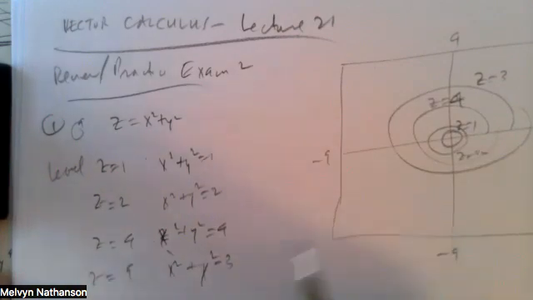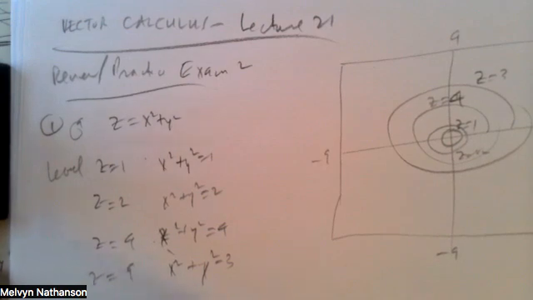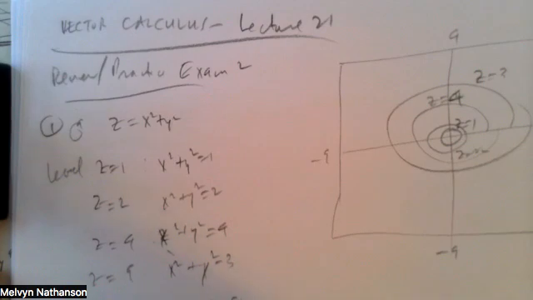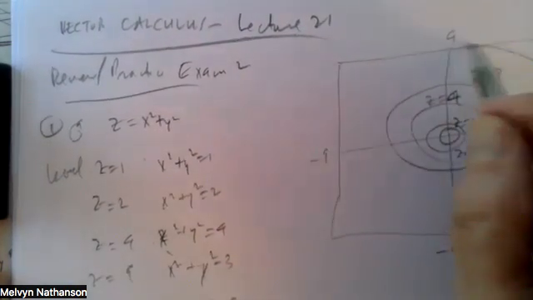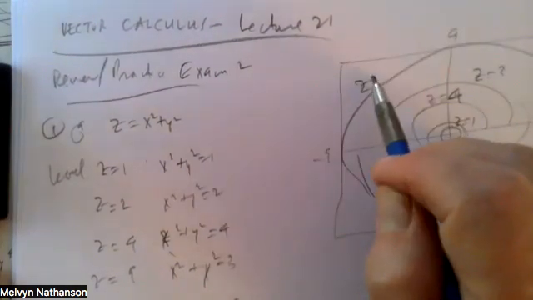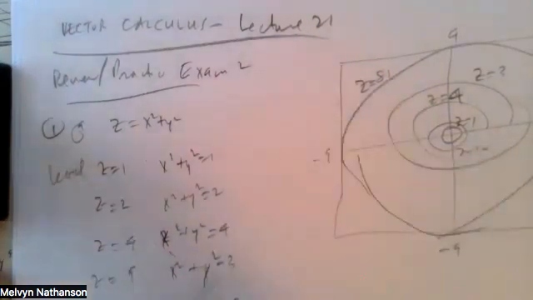So those are certain level curves. If we took z equals 81, x squared plus y squared equals 81, that's the circle of radius 9. So this is all the points where z equals 81.